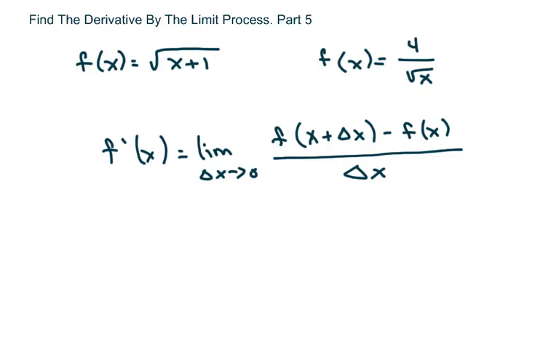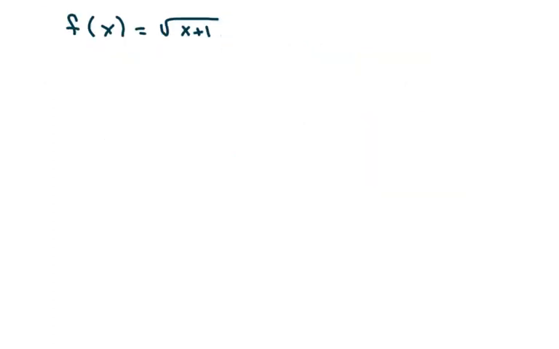Hi everyone, we're going to find the derivative by the limit process. This is part 5, and these are the two problems we're doing. And we're also going to be using the conjugate, multiplying by the conjugate. And here is our derivative. So we start with the first one.